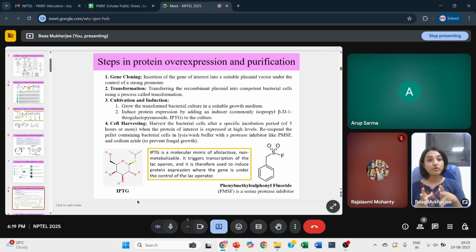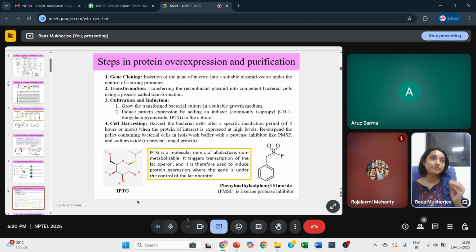Now you might have already studied about operons in bacteria, right? So we will discuss all of that in detail in the upcoming slide. So IPTG is something that tells the bacteria, now is your time to start synthesizing this protein of interest. Now why is that so?